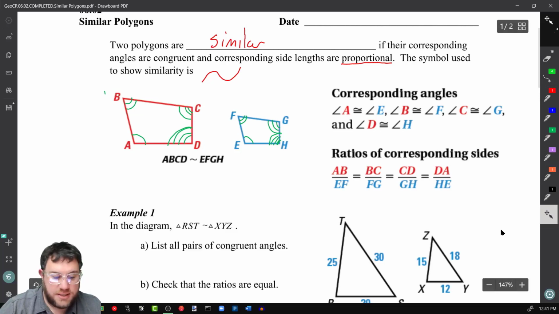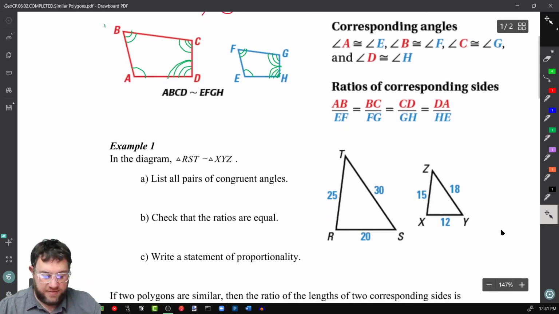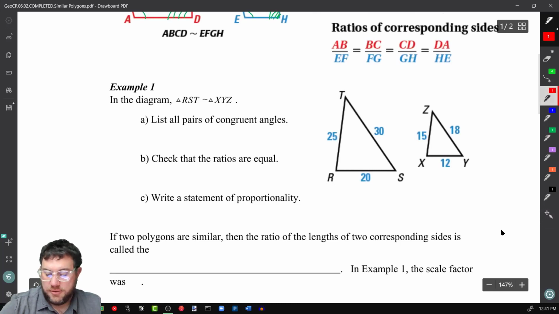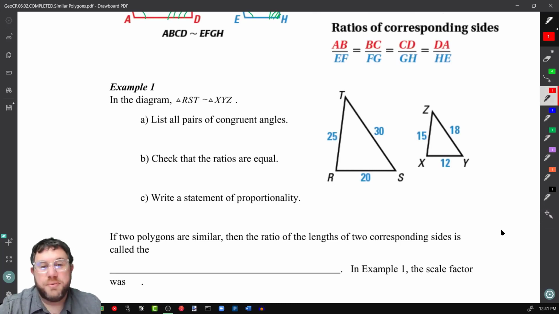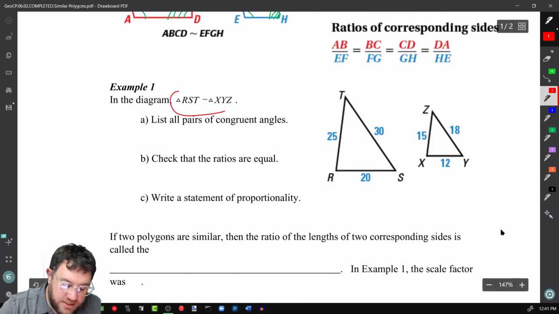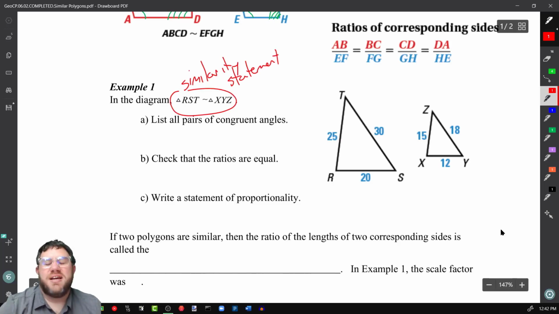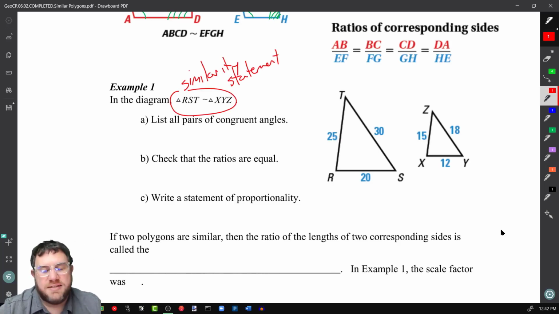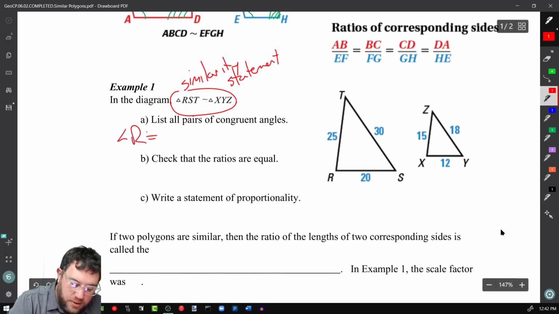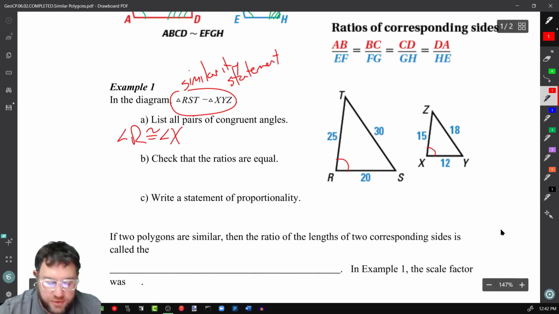But before we get into the actual fractions and stuff, because I know you love them, let's just look at these two triangles. Let's list our congruent angles. Now, this is our similarity statement. And just like with a congruency statement, we can use that to know what angles go together. So R is listed first in the first triangle, X is listed first in the second triangle. So we know that angle R and angle X are congruent. So we can mark those in our picture if we want to.